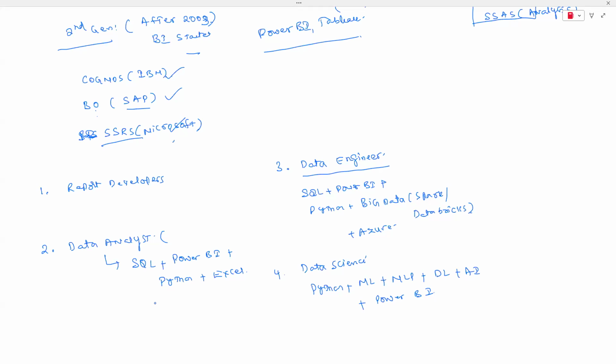So as part of your requirement, if you only learn reporting, you can become a report developer. If you learn SQL, Power BI, Python, Excel, you can become a data analyst. If you want to go for data engineering, you learn SQL, Power BI, Python, big data systems, Spark, Databricks, etc., plus Azure. In data science, they will learn machine learning, NLP, natural language processing, deep learning, AI, and all these techniques they require along with Power BI.